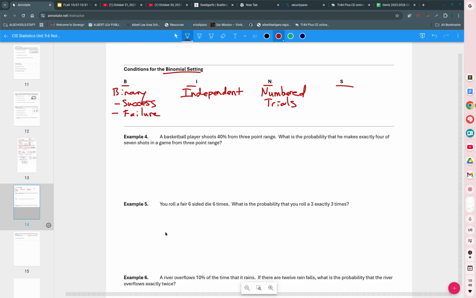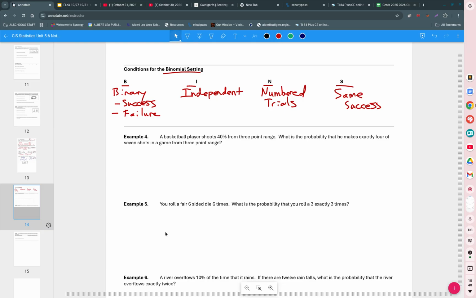And finally, the last one is S. That means same success. And the same success means every single time we go and grab, we have the same probabilities. Okay? It can't change. Every time it must be the same probabilities. And that's what BINS stands for as we work through this.